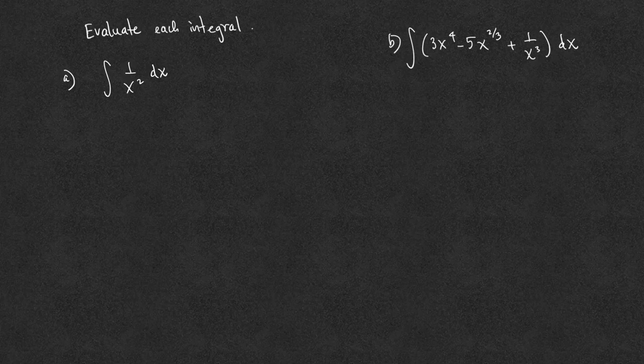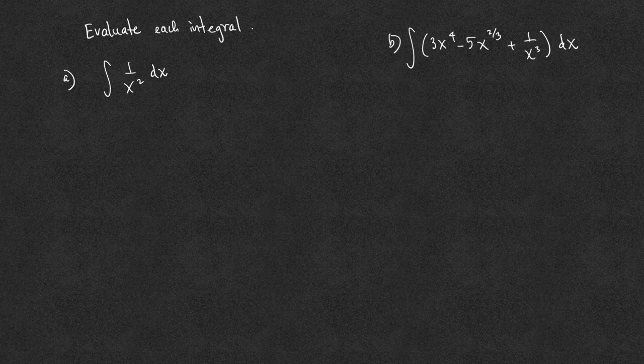Evaluate each integral. A. The integral of 1 over x squared dx. B. The integral of 3x to the fourth minus 5x to the 2/3 power plus 1 over x cubed dx. And verify your answer. We don't have that many shortcuts to find the antiderivative or the indefinite integral, not yet. But we do have the power rule.